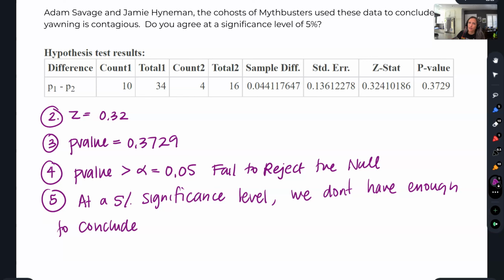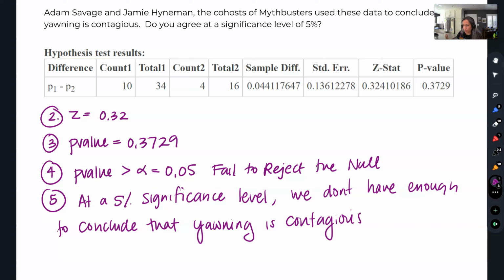And then we could say the proportion of people who blah, blah, blah. Or we could just go through the wording of this problem, which is what we're trying to do, that yawning is contagious. I don't think we can support what they said in their episode. Yes, the actual data supports them. If we did this math, 10 over 34 is greater than 4 over 16. Yes, more people yawned who were seated with the yawn, but not a significantly large number.